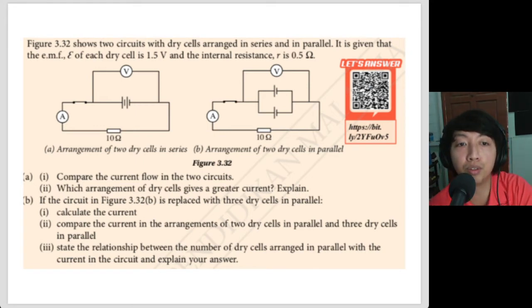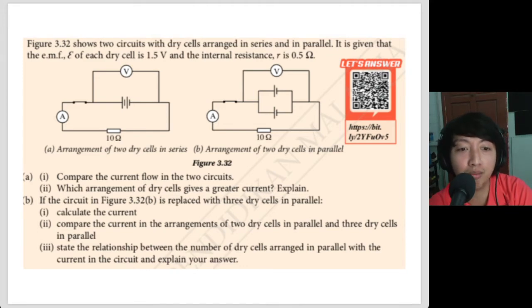Figure 3.32 shows 2 circuits with dry cells arranged in series and in parallel. It's given that the EMF of each dry cell is 1.5 volt and the internal resistance r is 0.5 ohms. So you notice that they're actually using the same 2 batteries. The questions are: 1, compare the current flow in the 2 circuits. 2, which arrangement of dry cells gives a greater current, and explain why. These are very practical questions.